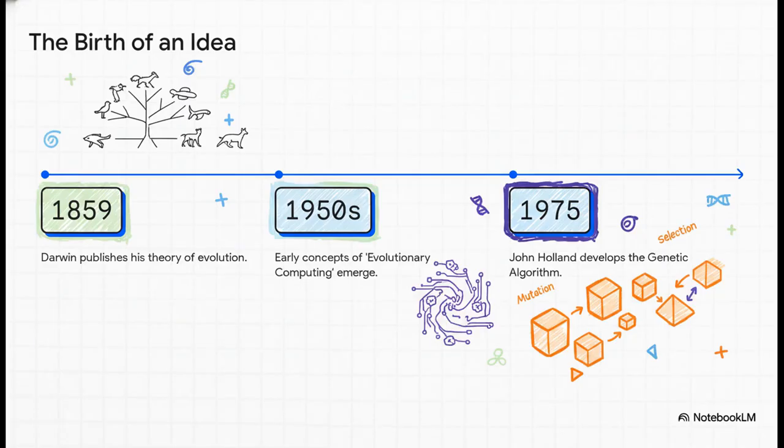Yeah, this idea definitely didn't just pop up out of nowhere. I mean, its roots go all the way back to Darwin in 1859. Then, fast forward to the 1950s, as computers started getting more powerful, you see the first little hints of something called evolutionary computing start to bubble up. And then finally, in 1975, a guy named John Holland took all these concepts and really formalized them into the genetic algorithm that we know and use today.